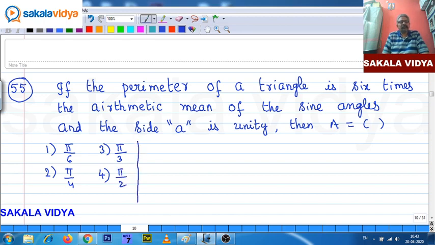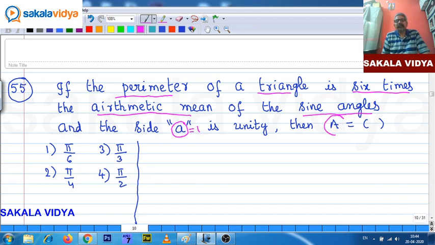First read the question, very important. First all of you note down the question. Next read the question one or two times, then you need to understand the concept that is given, what is the concept, then we need to work it out within the stipulated time. The perimeter of a triangle is 6 times the arithmetic mean of the sine angles. Side a is unity. Then angle A, the measure of angle A, we need to find out.